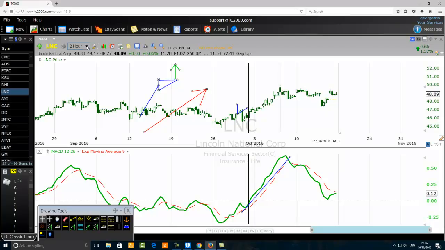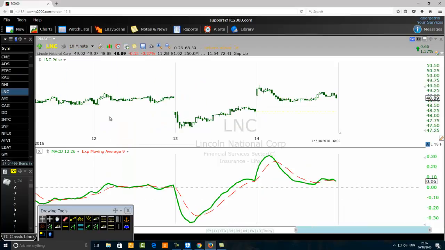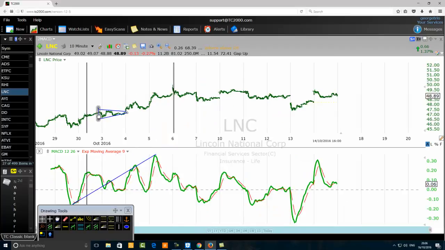Now that I switched to my 10-minute time frame, I recognize that there is an ascending triangle here, equal top, higher lows. A breakout. This is a bullish setup. Boom, up. Okay, that's what we are looking for.